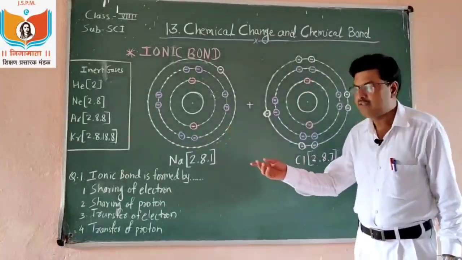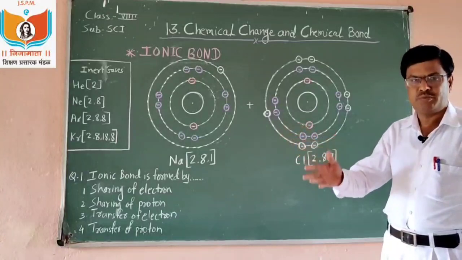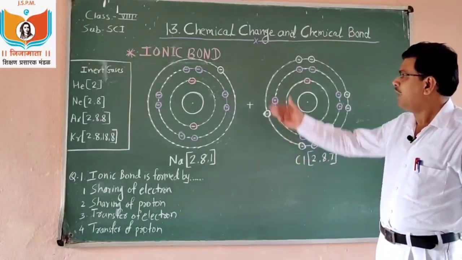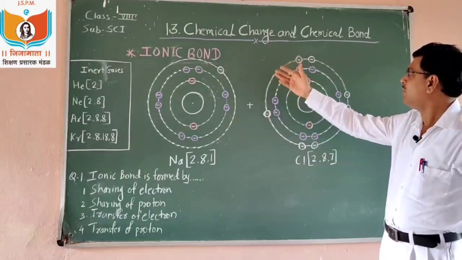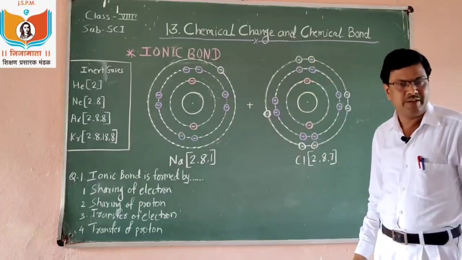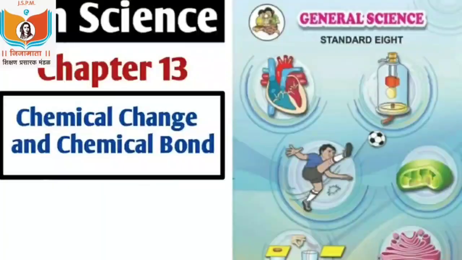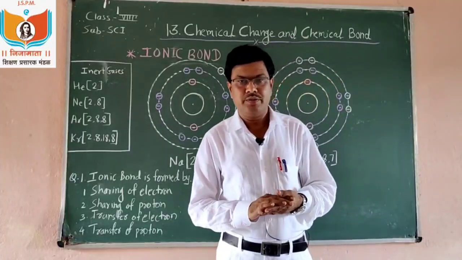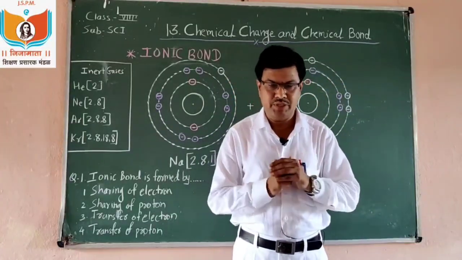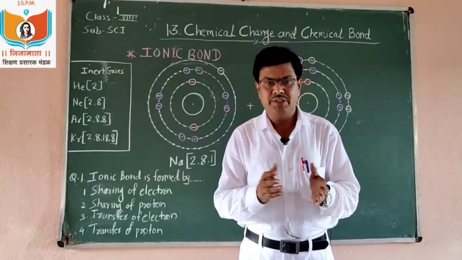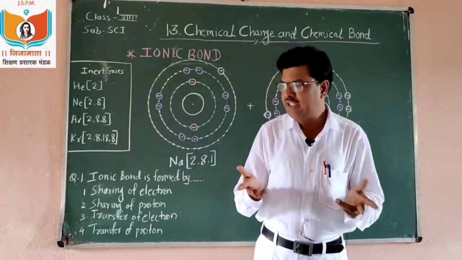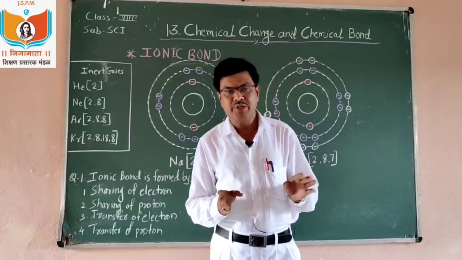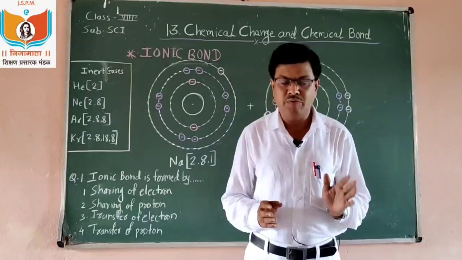Today we are discussing a simple concept of science, ionic bonds, chapter number 13, chemical change and chemical bond from the standard 8 state board syllabus. We have already known there is a difference between physical and chemical change. Whenever there is a chemical change, a chemical reaction takes place. What is a chemical reaction? A chemical reaction is nothing but making and breaking of bonds.